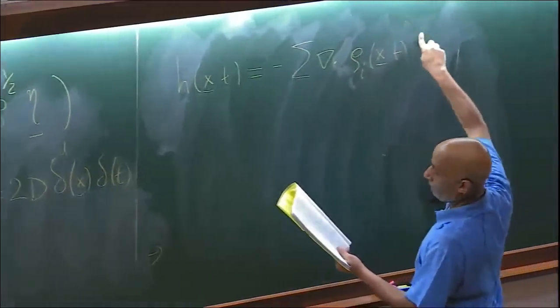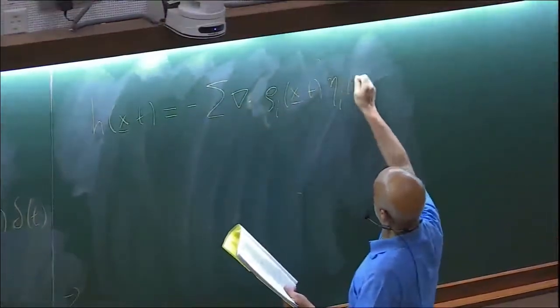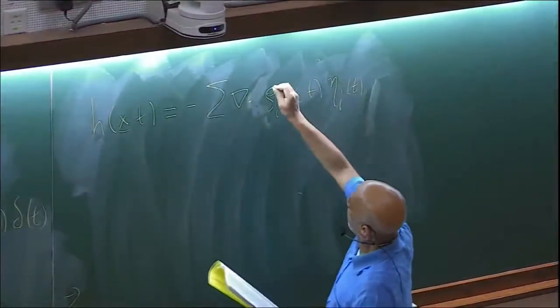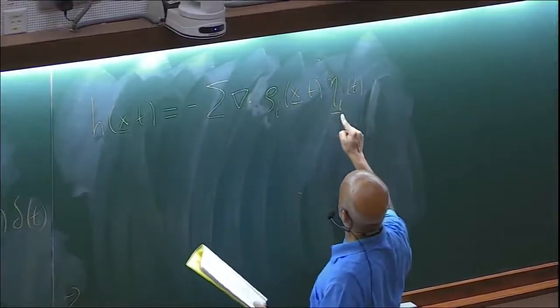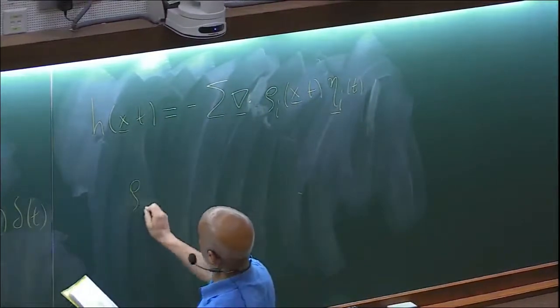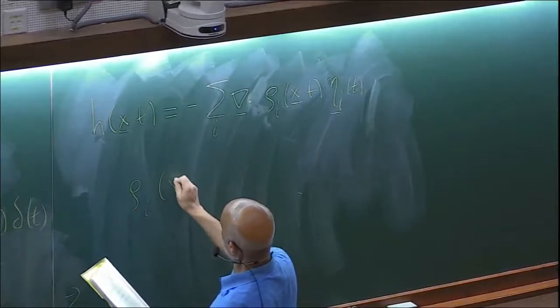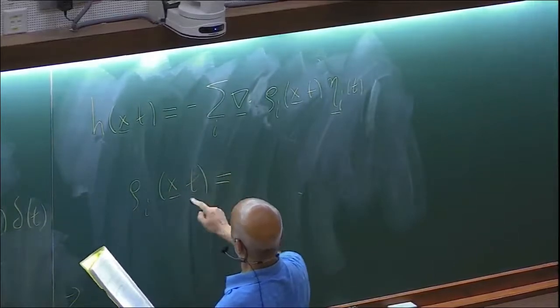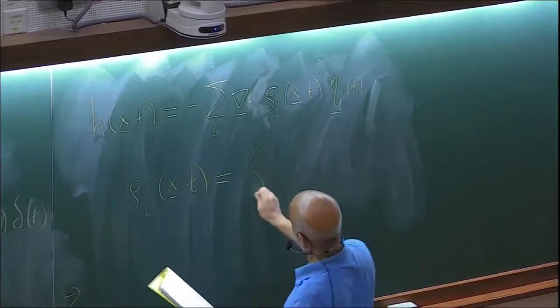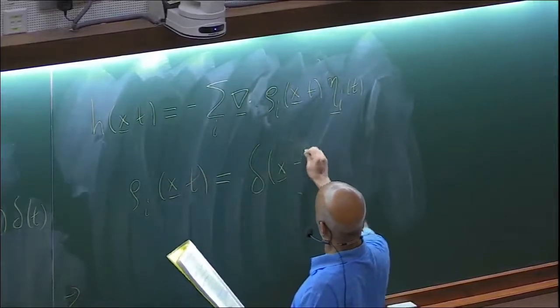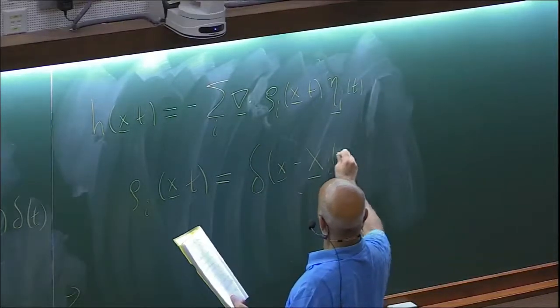I'll tell you what rho_i(x,t) is. Rho_i of x, and this is a sum over i, rho_i(x,t) is the density of each particle treated as a tag particle, a delta function only at the location of particle number i.